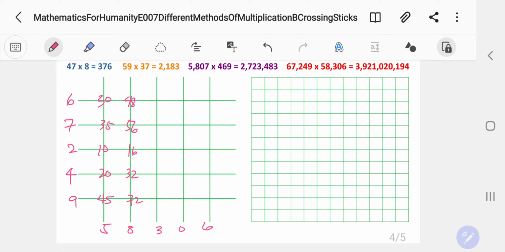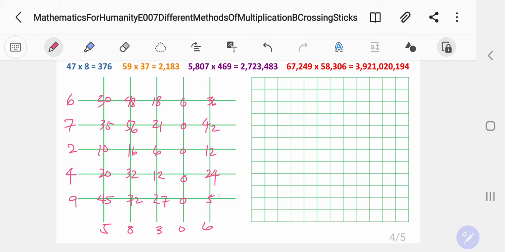I hope I didn't make a mistake. 3 times 6 would be 18, and then 3 times 7 would be 21, 3 times 2 would be 6, 3 times 4 would be 12, 3 times 9 would be 27, and then you have all zeros here because you're multiplying by 0. And then 6 times 6 would be 36, 6 times 7 would be 42, 6 times 2 would be 12, 6 times 4 would be 24, and 6 times 9 would be 30.